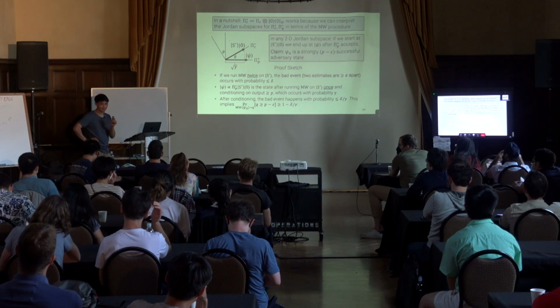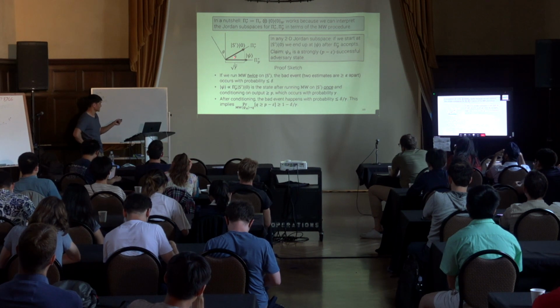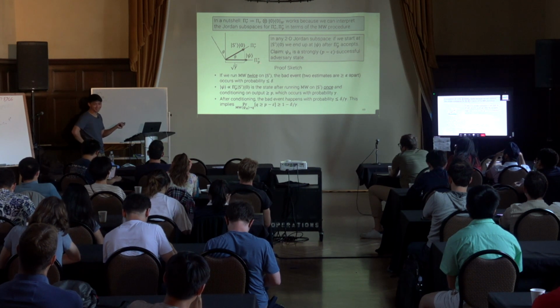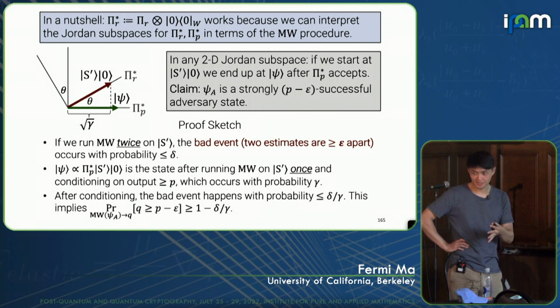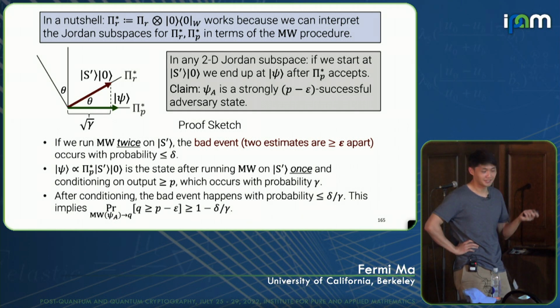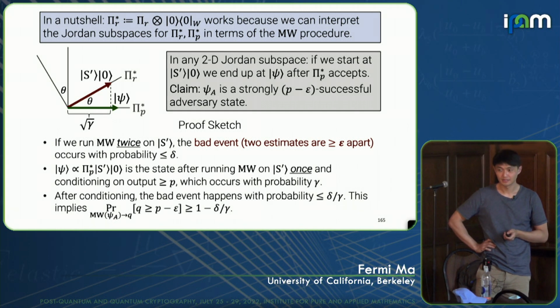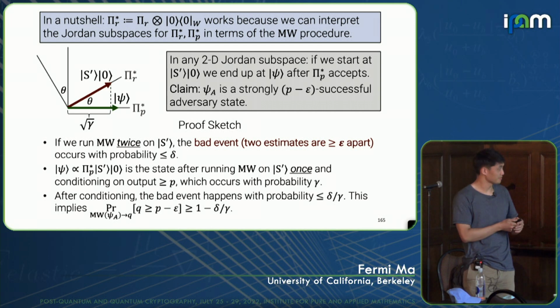No, it has a slight dependence on delta because I'm lying a tiny bit. The initial state is actually not exactly in pi p star, just because if I ran pi p star on my initial state, it would only accept with probability like 1 minus some delta probability. So it's not exactly there. And so there are delta dependencies that show up. But still sufficient.